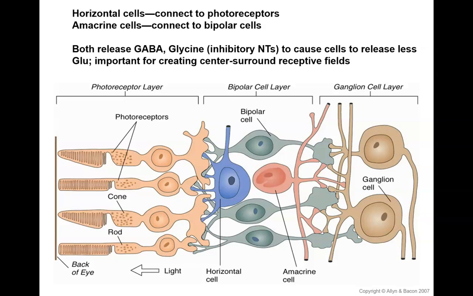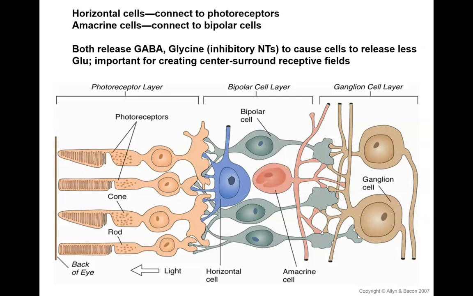Now, as I mentioned before, our horizontal and amacrine cells are inhibitory interneurons. They are basically there to connect the different layers of neurons together. So both amacrine cells and horizontal cells release GABA and glycine, both of which are inhibitory neurotransmitters, and those are going to cause the cells to release less glutamate.